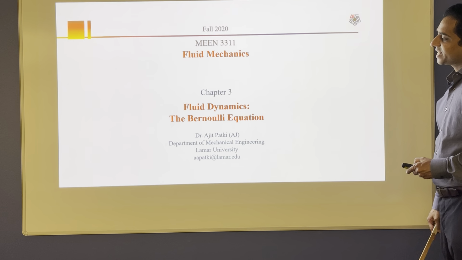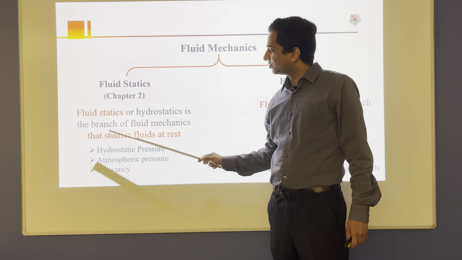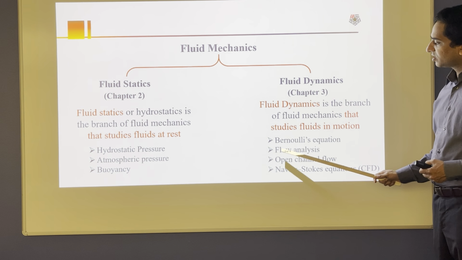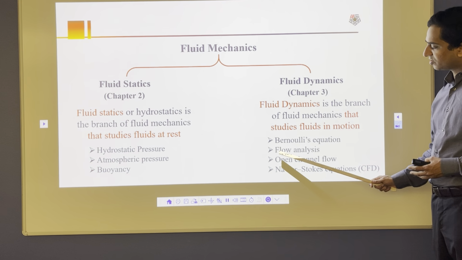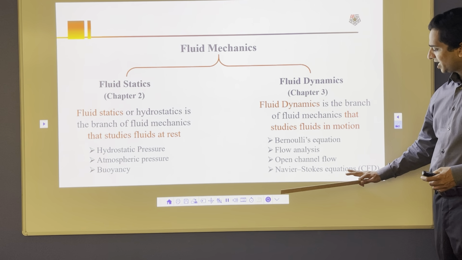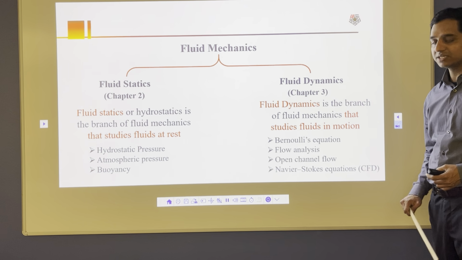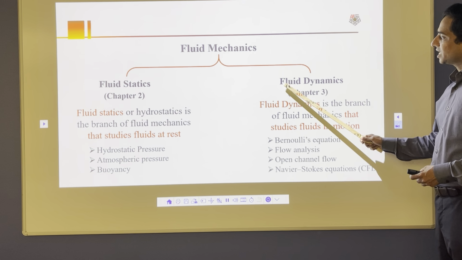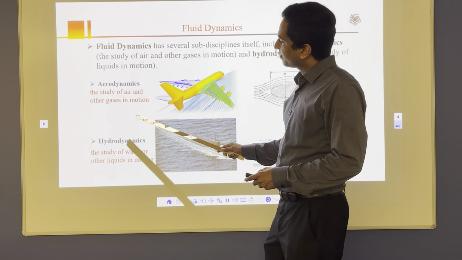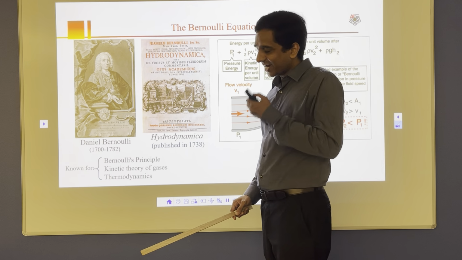Then we learn fluid dynamics, Bernoulli's equation, the most important chapter. Fluid statics, which we learn in chapter 2, is the study of fluids at rest. Fluid dynamics is vast. We first learn Bernoulli's equation in chapter 3, then flow analysis in chapters 8 and 9, and then in chapter 10 open channel flow. Later, in your final year, if you take the elective course CFD, computational fluid dynamics, you will learn about the Navier-Stokes equation. So that's your fluid dynamics. It's classified into two parts: aerodynamics, the study of air or other gases in motion, and hydrodynamics, the study of water and other liquids in motion.